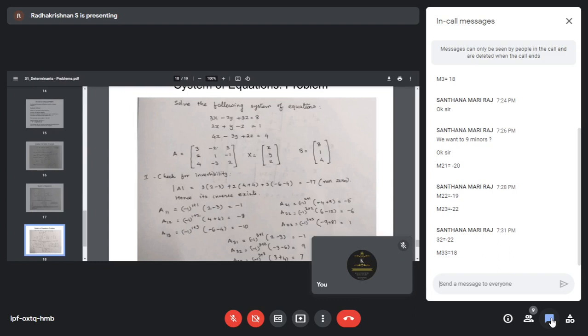So A11 equal to minus 1 to the power of 1 plus 1 into 2 minus 3. Okay, that is minus 1. And so on. You can work it out yourself. Okay. So please take some time. You want to do it, you just do it. So you can do it later also, but keep practicing how to calculate these minors and cofactors.